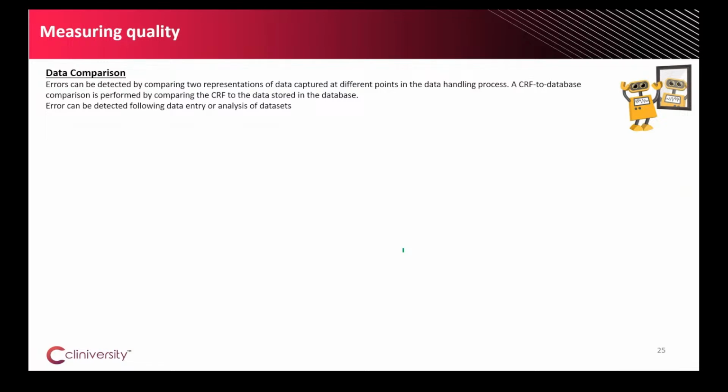Data comparison is basically that errors can be detected by comparing two representations of the data, which are captured at different points in the data handling process. A CRF to database comparison is performed by comparing the CRF to the data stored in the database. Depending on the needs of the study, the comparison may be performed on the clinical database immediately following data entry, or it could even be done on the analysis data sets at the database lock. In either case, an error is defined as a discrepancy between the data set and the CRF that is not explained by data handling conventions, site-signed data clarification forms, or programmed conventions defined in the trial analysis plan.